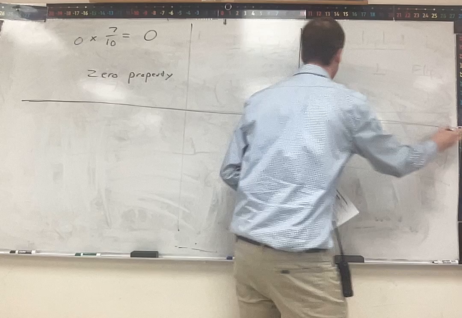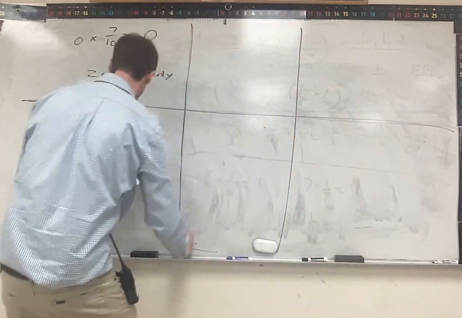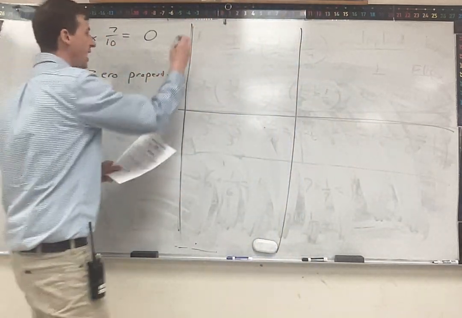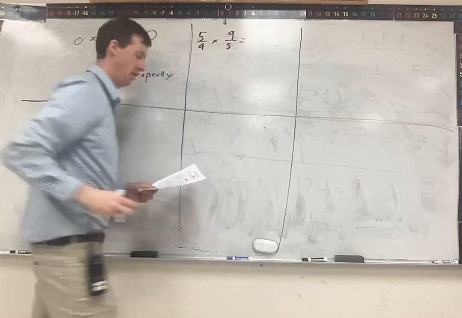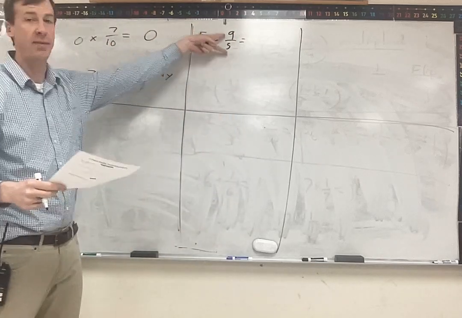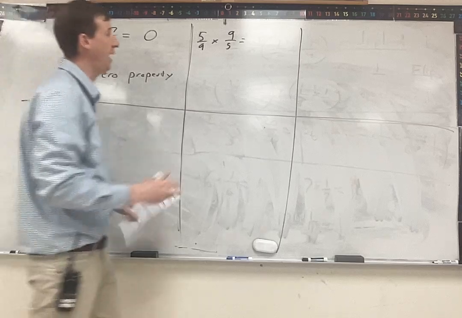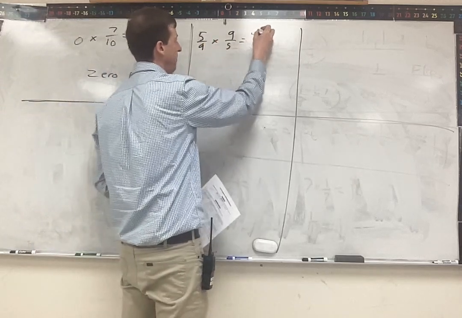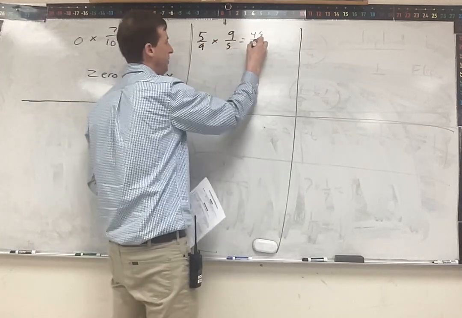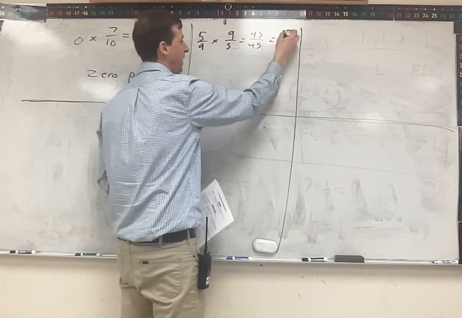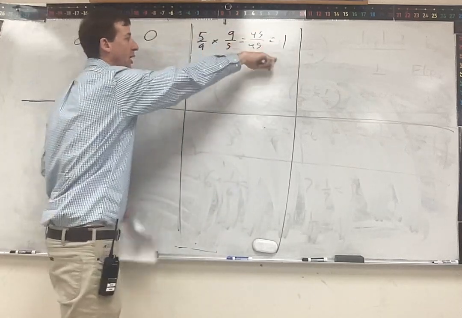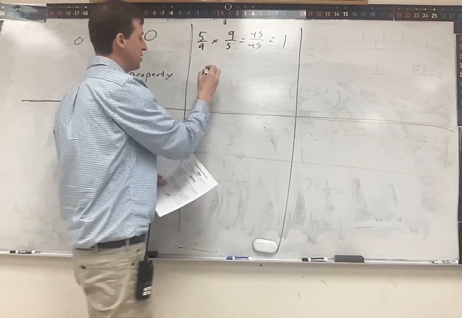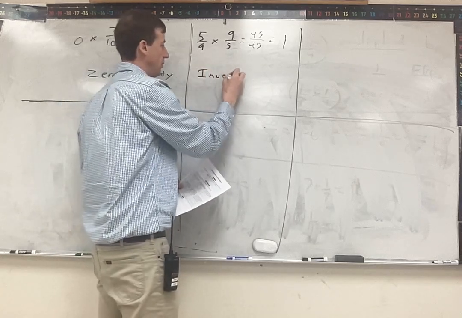You got a table on it. The next one is 5/9 times 9/5. So we're taking a number, we're multiplying by its reciprocal, where we flipped it upside down. 5 times 9 is 45. 9 times 5 is 45. 45 divided by 45 is 1. So anytime you take a number, multiply by its reciprocal, you get 1. And we call that the inverse property of multiplication.